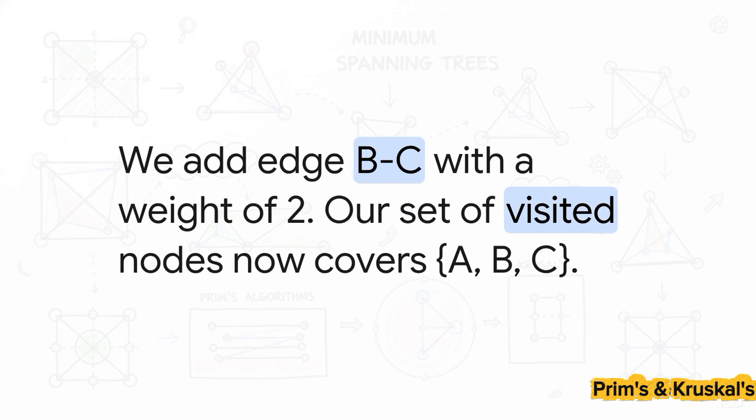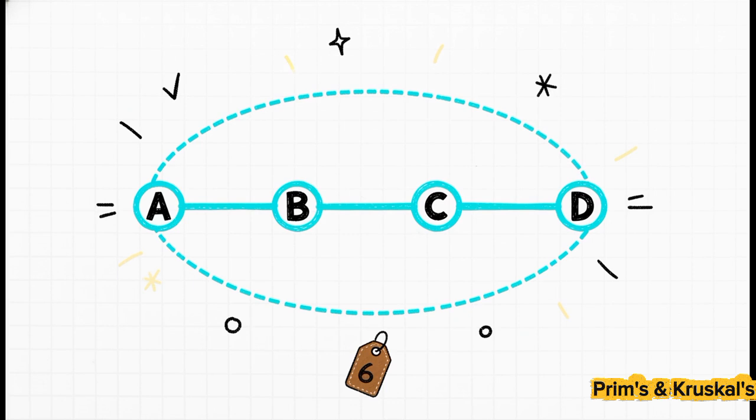Yep, it's the edge from B to C, with a weight of 2. It's cheaper than the other options, so we take it. And see, this is that growing process in action. Our tree now covers A, B, and C. We're almost there. The only node left is D.